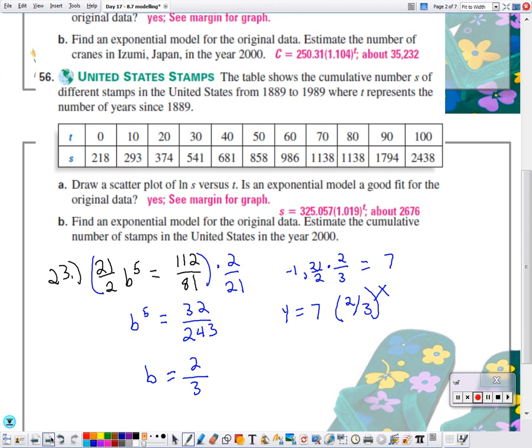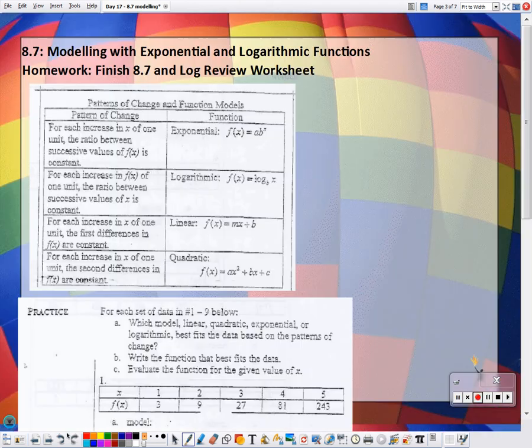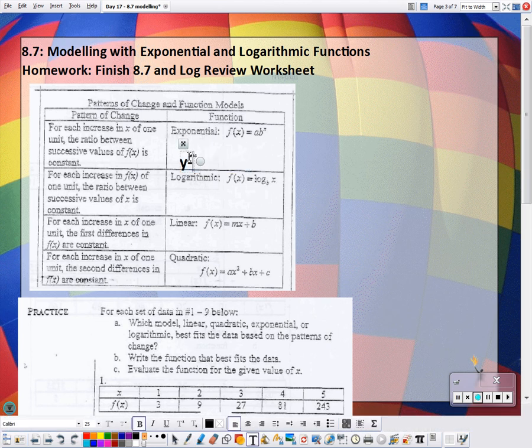All right. What I want everyone to do is pause the video and find the page in your packet that looks just like this. All right. Today's lesson is just a summary of these 3 types of functions and how we are going to recognize them. So the way we recognize an exponential function is that the y values have a multiplication pattern.